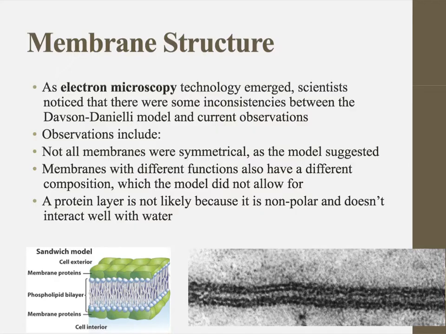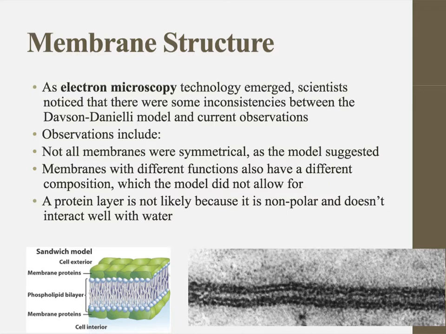So when we looked at cell membranes under an electron microscope, we were able to observe a couple key things. First of all, not all membranes were symmetrical. That's interesting because on the sandwich or Davison-Danieli model, it's clear that the top half is symmetrical to the bottom half. The half that faces outside of the cell is identical to the side that faces inside the cell. Well, that didn't really jive with some of the information we were getting from the electron microscopes, that there were some inconsistencies there.